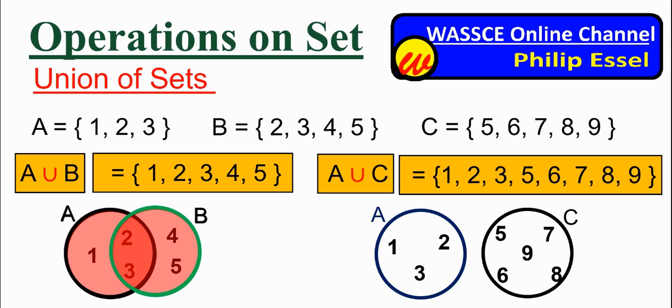When we join them to form a union, we will get something like this. As you can see, the two sets are still separated, but we've shaded them with the same color to show that they are joined together to form a union.